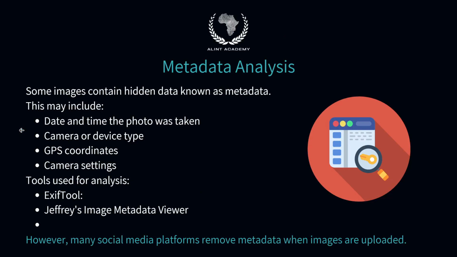Some images contain hidden data known as metadata. This may include the date and time the photo was taken, the device used, GPS coordinates, and camera settings. Tools such as ExifTool and Jeffrey's Image Metadata Viewer can be used to extract this information. However, many social media platforms remove metadata when images are uploaded.